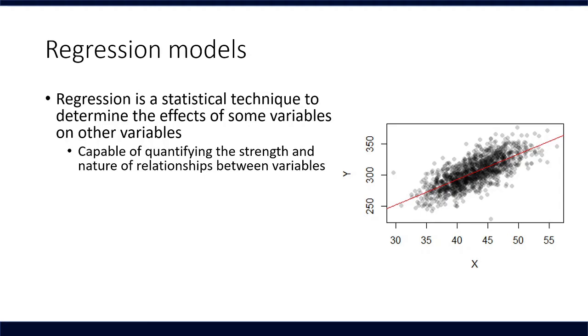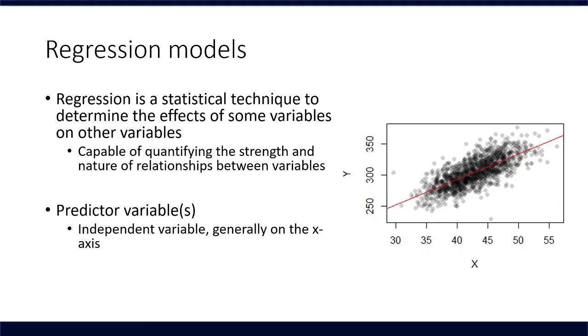In this class, we're focused on statistical models, as I said, and most commonly this takes the form of regression. Now, regression is a statistical technique used to determine the effects of some variables on other variables. Right? It can quantify the strength, the nature, the direction of relationships between variables, the effect that one has on the other. The way that it does this is it describes two different types of variables.